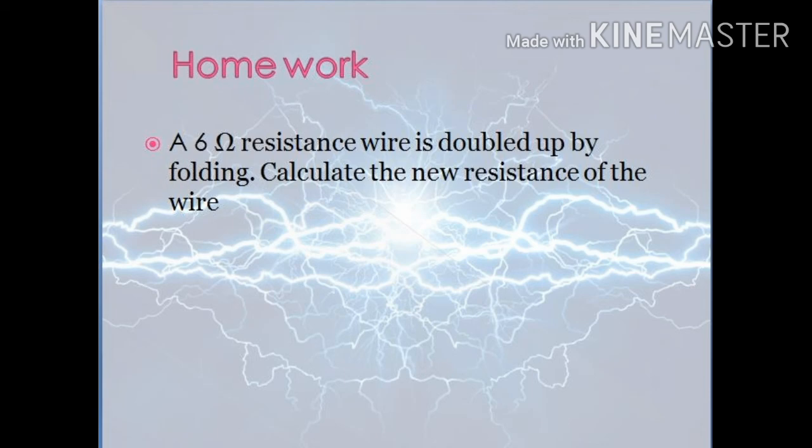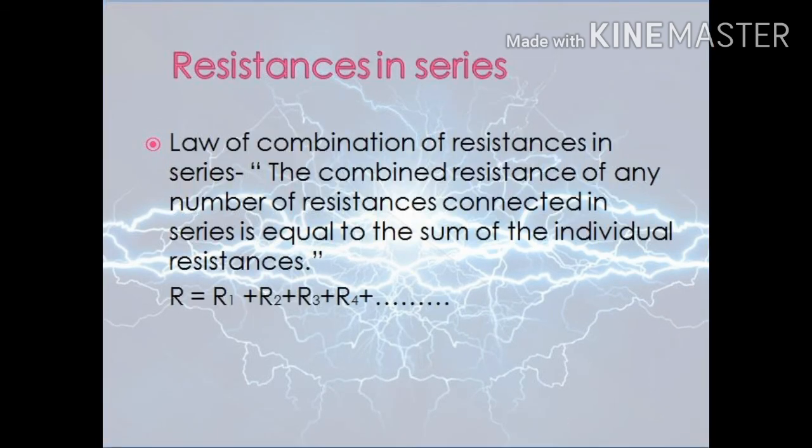So the next point is resistance in series, resistors in series. The combined resistance or resultant resistance, meaning the total of a number of resistors connected in series, is calculated by using the law of combination of resistance in series. So what is the law of combination of resistance in series? The law is that the combined resistance of any number of resistances connected in series is equal to the sum of the individual resistances.